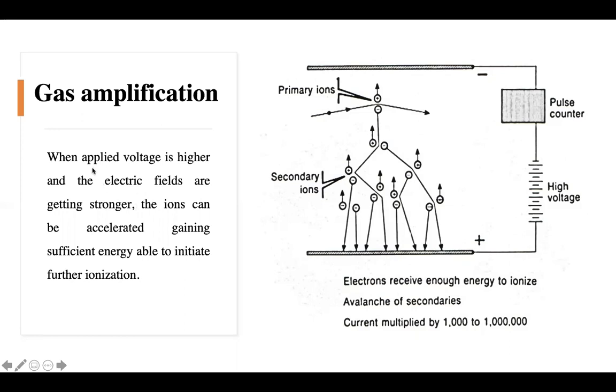Let me tell you again: when applied voltage is higher and the electric field is getting stronger, the ions or ion pairs can be accelerated to each electrode, and on their way will gain sufficient energy to initiate further ionization. So the ionization from primary ions and by accelerated ions will produce more secondary ions, and we will measure it as what we did with the ionization chamber.